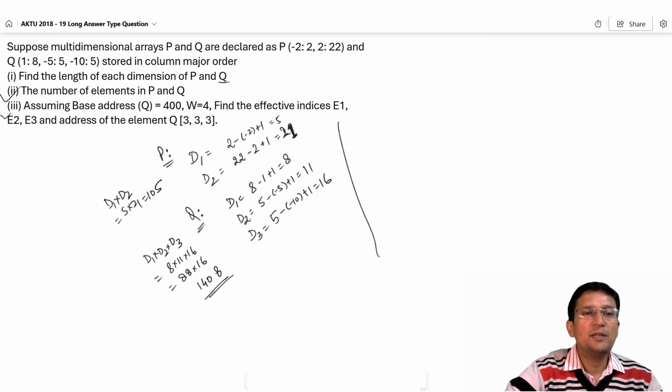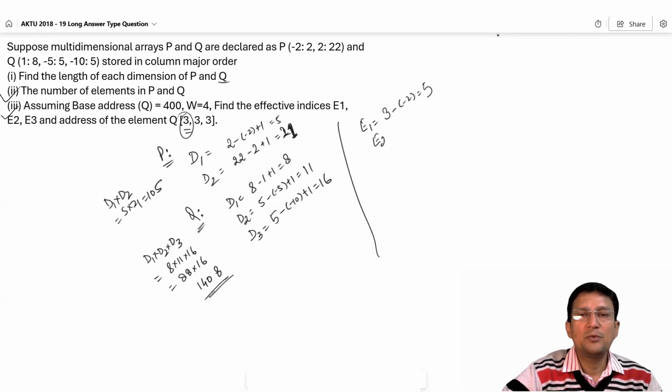तीसरे number के question को solve करते हैं. यहाँ पे कहा जा रहा है कि जो base address है वो 400 है. सबसे पहले हमें effective indices find करना है. E1 equals to, मतलब Q के लिए, Q के 3 index के corresponding effective index find करना है. So effective index equals to upper bound minus lower bound. So 3 minus minus 2. The effective index 1 will be equals to 5.